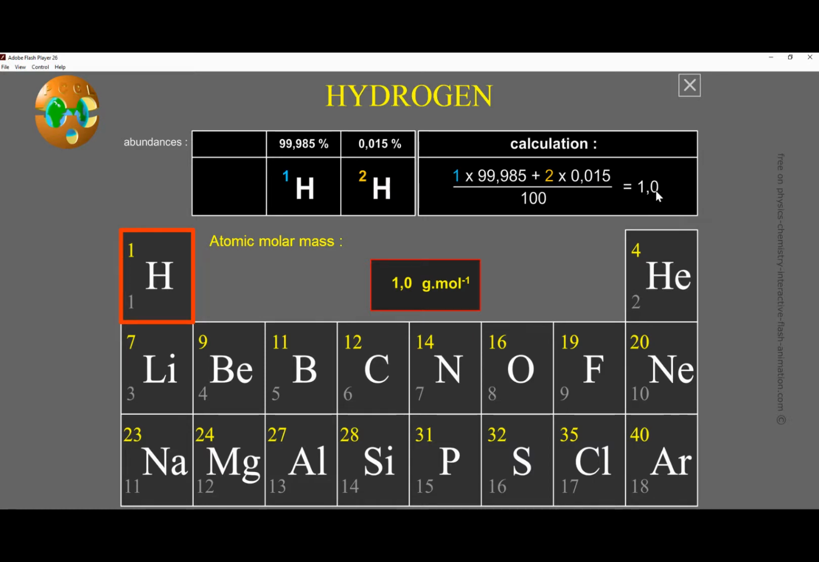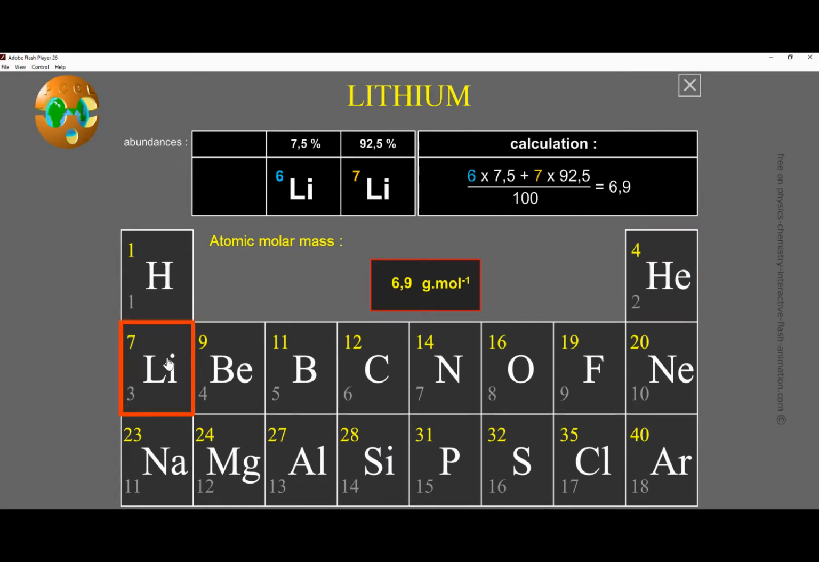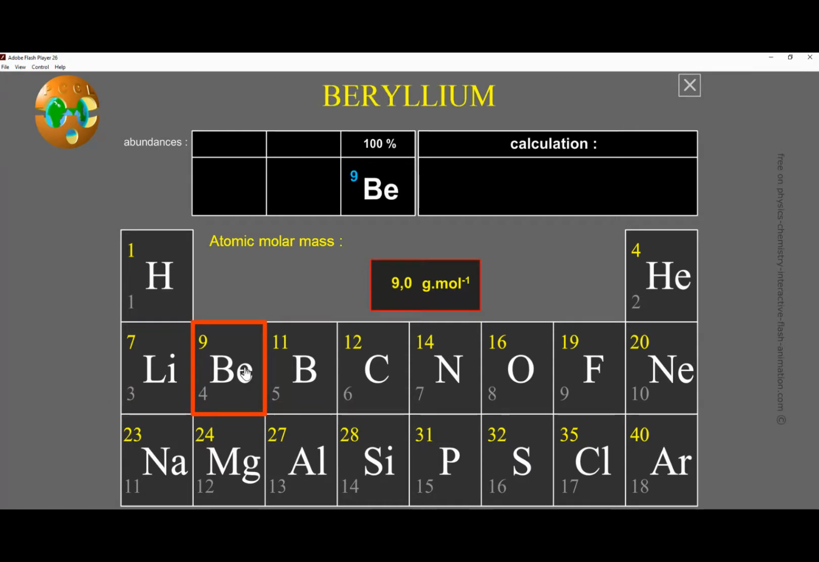So it's 1.0. Helium, again, most of it appears as helium-4. So if we take the percentages of the respective isotopes, we get 4.0. Lithium, there's quite a chunk that's lithium-6 compared to lithium-7, and it's enough to actually bring the molar mass down below the mass of the most common isotope of 7. So you'll see it's 6.9. Beryllium, there's only one isotope, so it's 9.0.